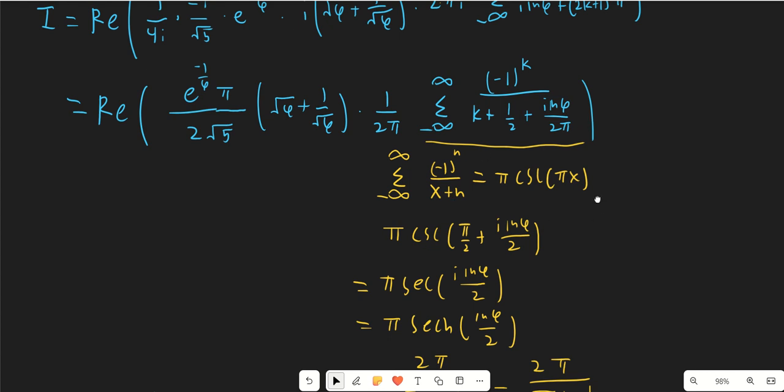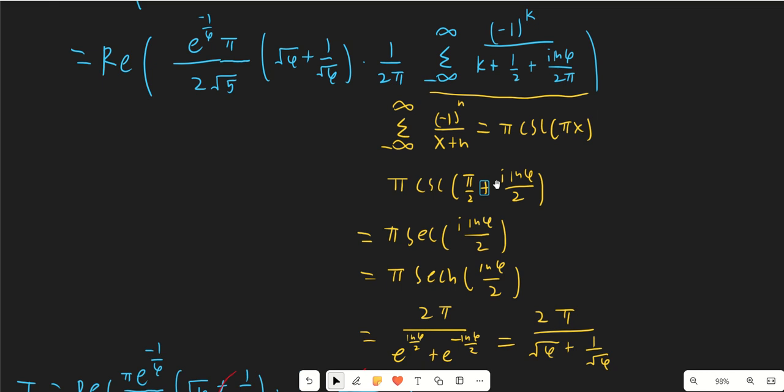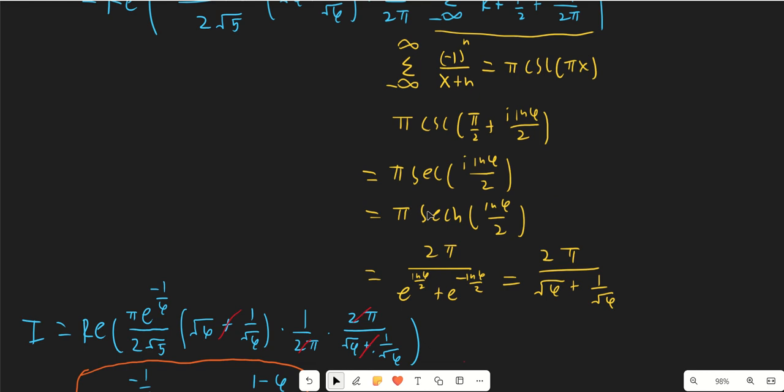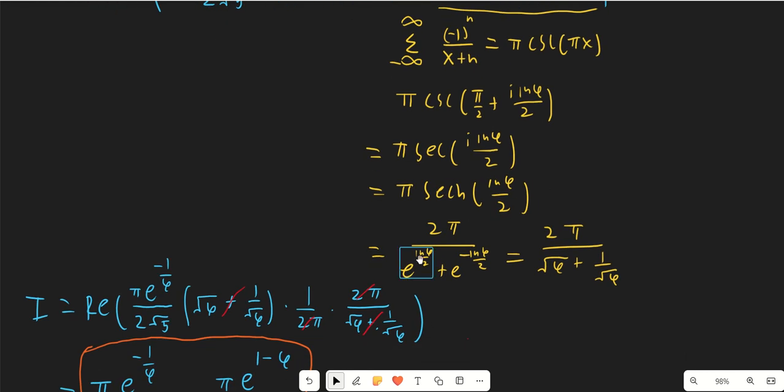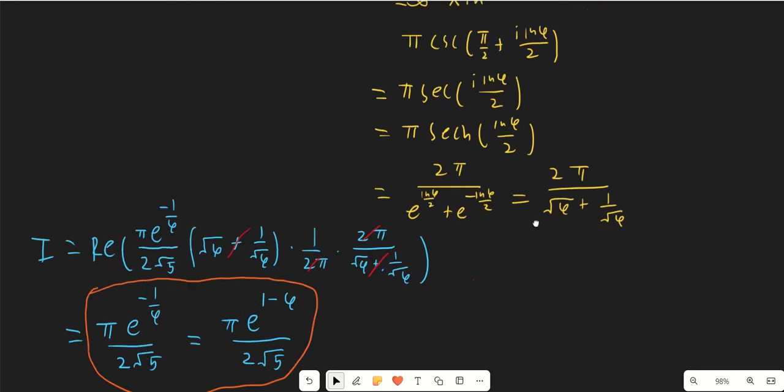So we go ahead and plug this in, and we get pi cosecant of pi over 2 plus i ln phi over 2. Now cosecant of pi over 2 plus x is the same as secant of x, so we get pi times secant of i ln phi over 2, which is pi times hyperbolic secant of ln phi over 2, which is 2 pi over e to the ln phi over 2 plus e to the negative ln phi over 2, which equals 2 pi over root phi plus 1 over root phi. And now you see how this is all coming together.